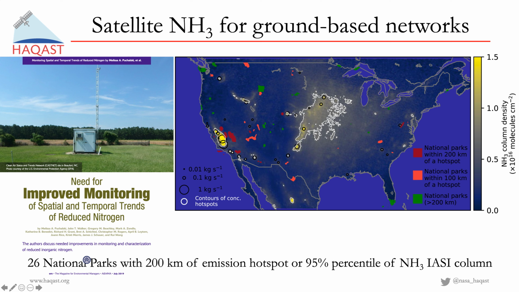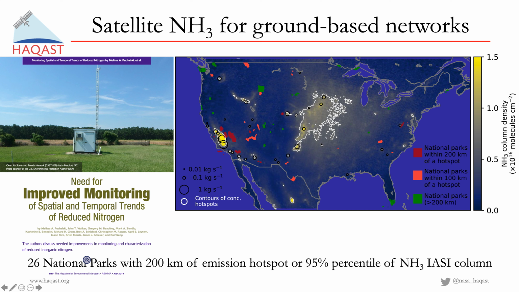And then related to this, there are 26 national parks that are located within 200 kilometers of a hotspot or a 95th percentile of IASI. So these hotspot centroids here are given by Martin Van Damme of the IASI from a paper that they published about a year and a half ago. But then the white lines and the other ones are the 95th percentile of just the column amount. So we know, at these levels, they typically scale pretty closely to the locations of the emission sources, because if there weren't emissions, it would drop quickly below this 95th percentile.